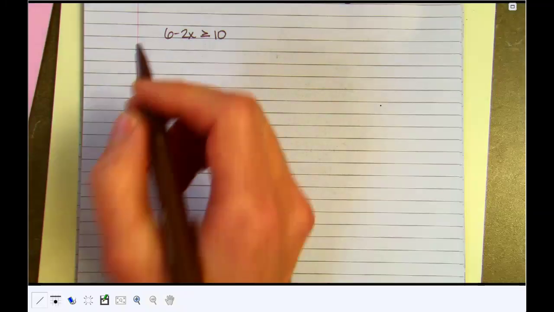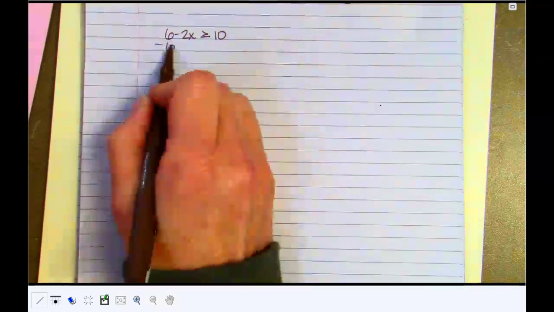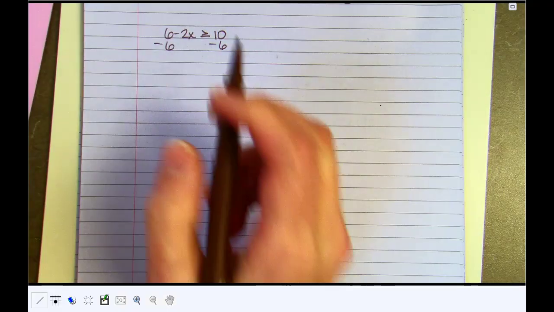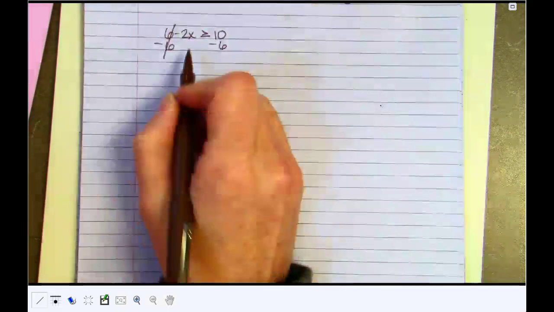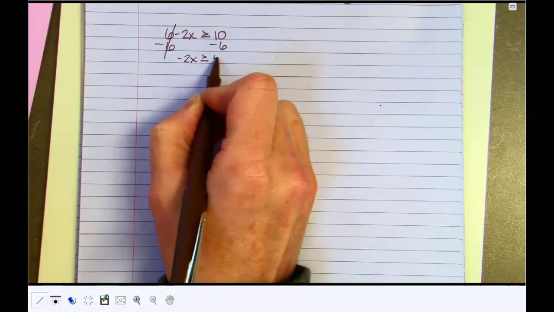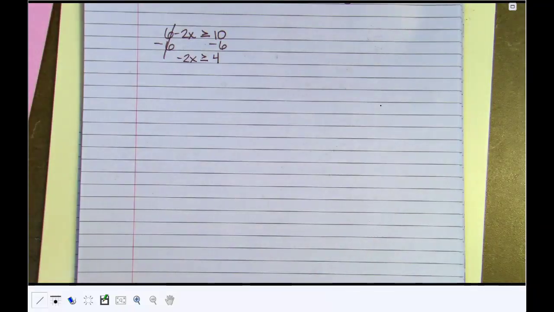Bless you. What's your first step? I would subtract 6. You can do -2, but I wouldn't. Also, -2 would not be correct. What's left is -2x is greater than or equal to 4. What are you going to do?